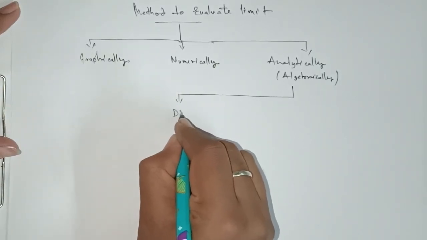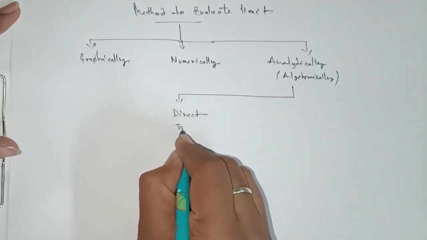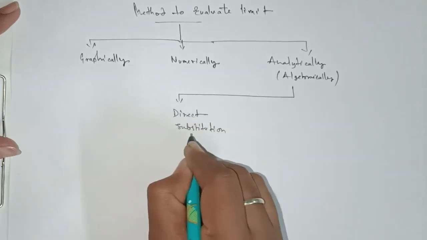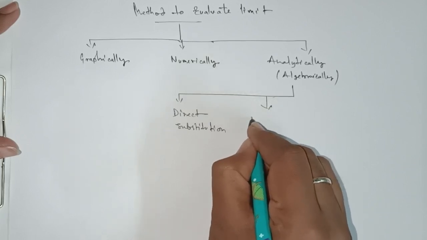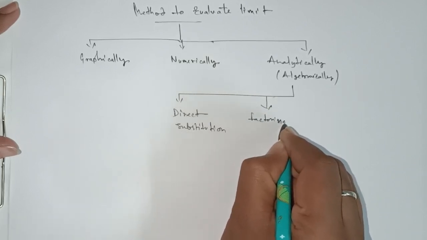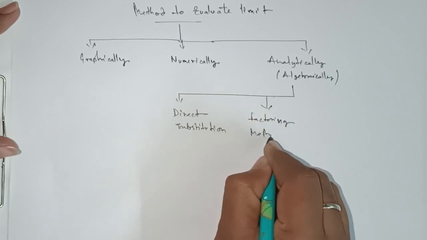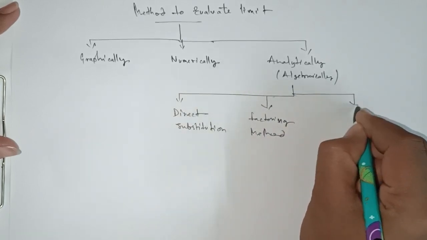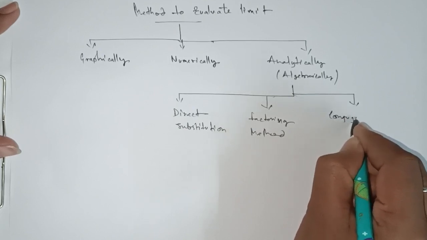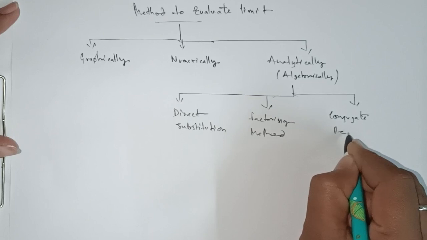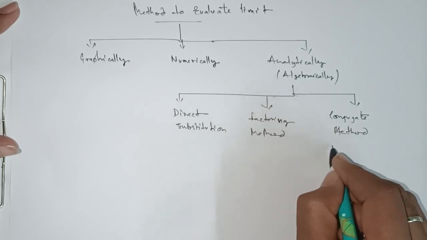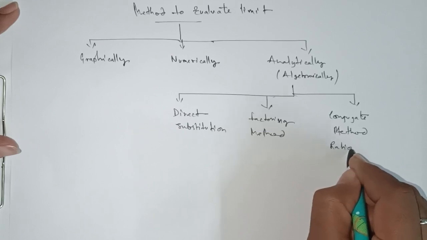One is the direct substitution method. Another we'll see is the factoring method. And the third one we'll see here is the conjugate method, or sometimes we call it the rationalizing method. Generally we rationalize the denominator, so we say here rationalizing method.